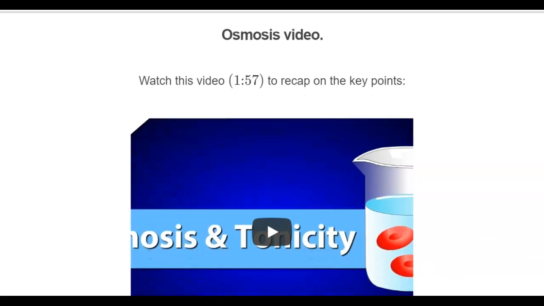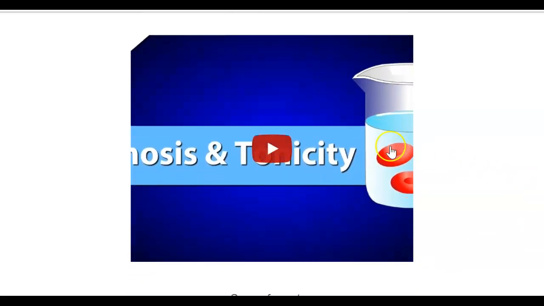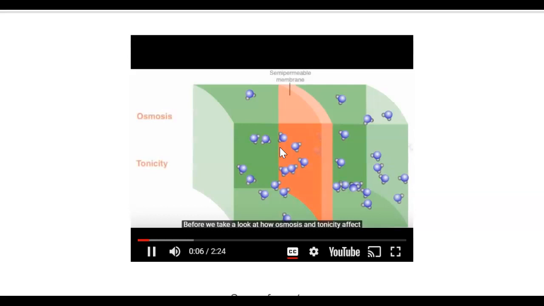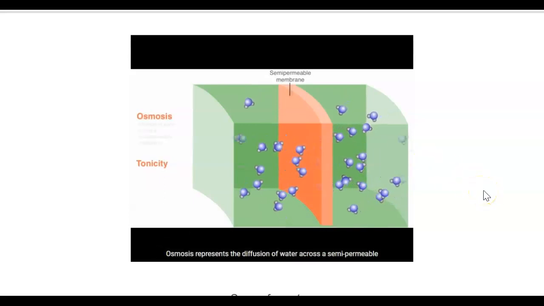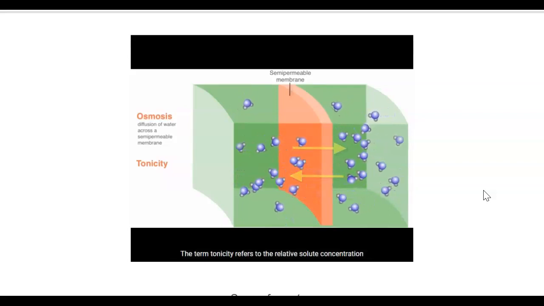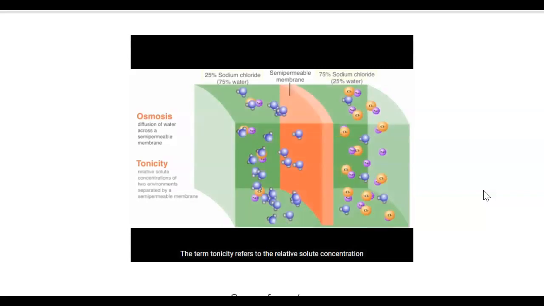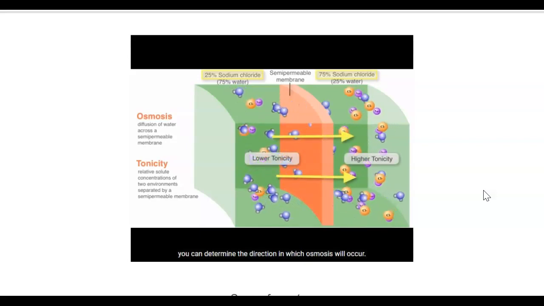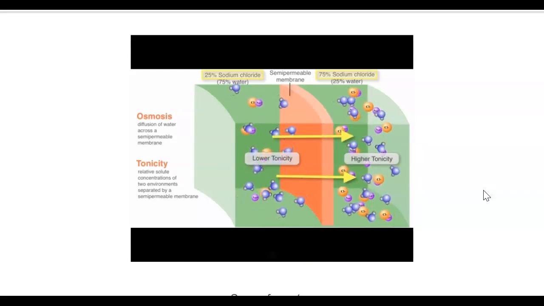Okay, so let's recap what we've just learnt. Before we take a look at how osmosis and tonicity affect a cell, let's review what each of these terms means. Osmosis represents the diffusion of water across a semi-permeable membrane. The term tonicity refers to the relative solute concentration of two environments separated by a semi-permeable membrane. In other words, by comparing the tonicity of the solutions, you can determine the direction in which osmosis will occur.